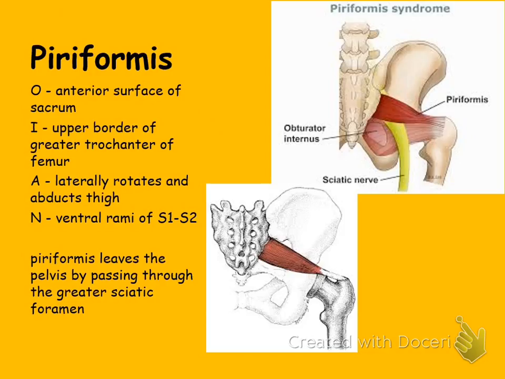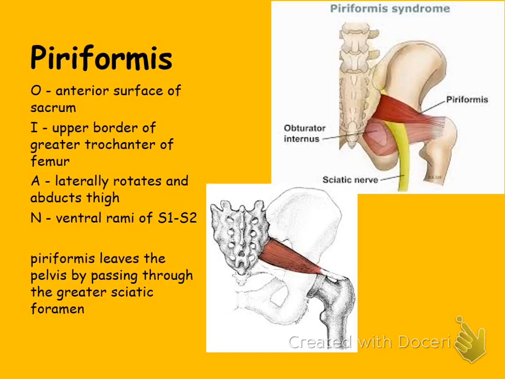Piriformis muscle originates on the anterior surface of the sacrum, inserts on the superior border of the greater trochanter of the femur, and it immediately rotates and abducts the thigh. This is also one that the sciatic nerve runs right underneath. You can see this green is the sciatic nerve.